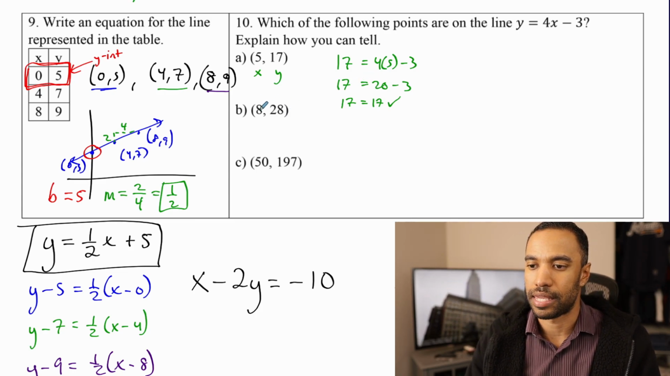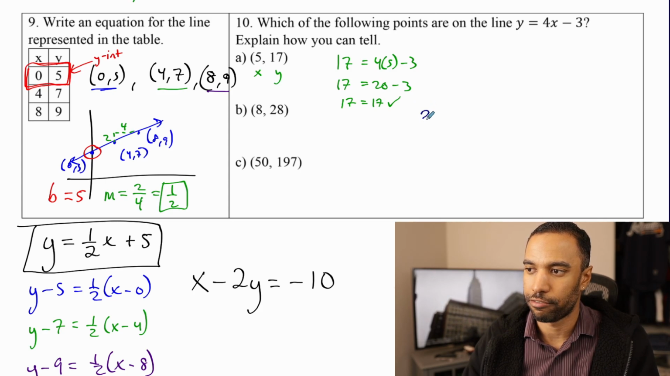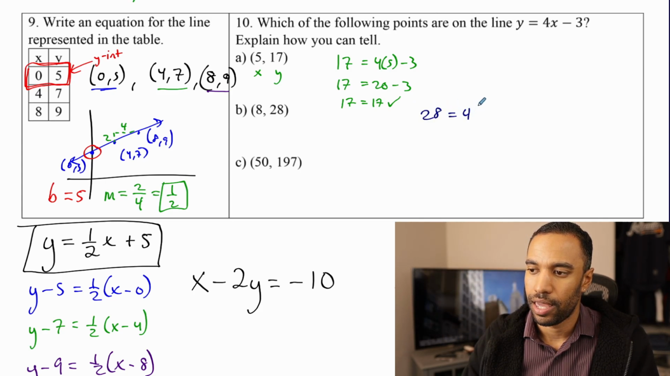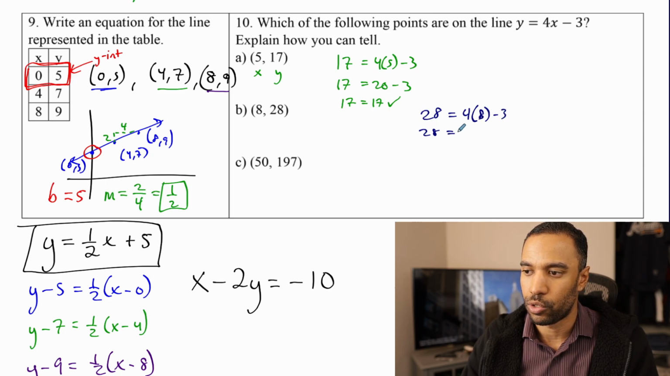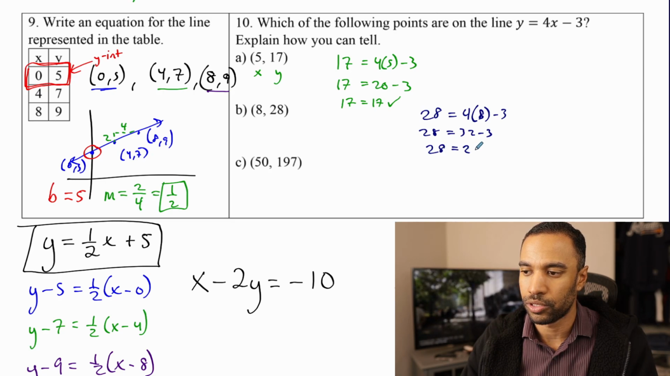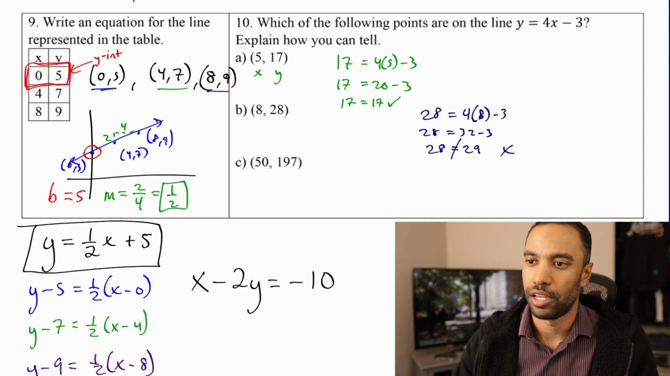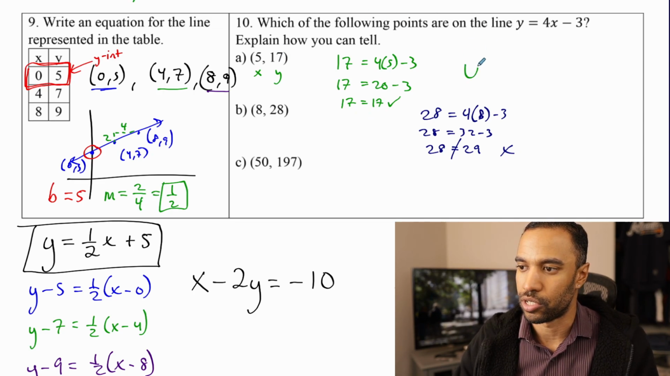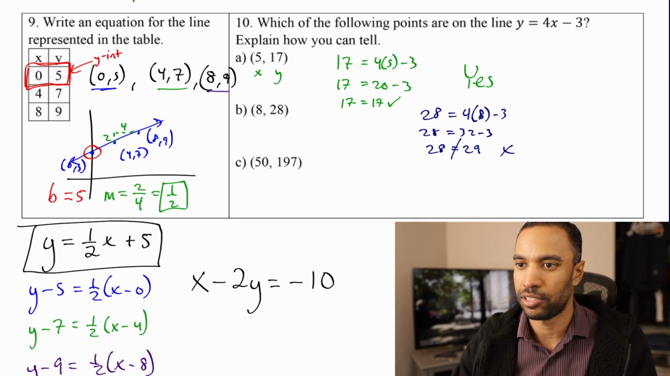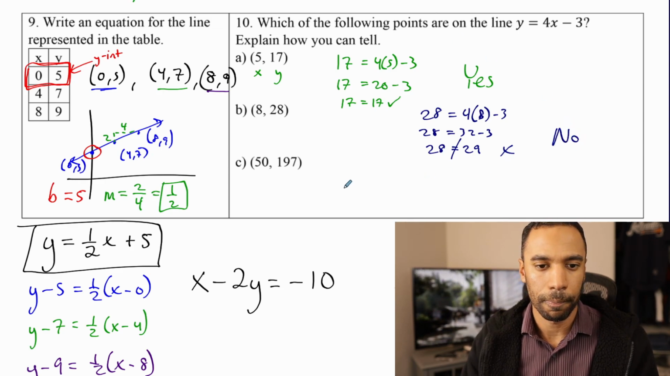All right, second one right here. 8 comma 28. 28 for y, 8 for x. So we're going to get 28 equals 32 minus 3, and 28 equals 29. Not quite. No, that one's not a solution to the equation. That point is not on the line. So green, I'll say yes. This one here, I'll say no.